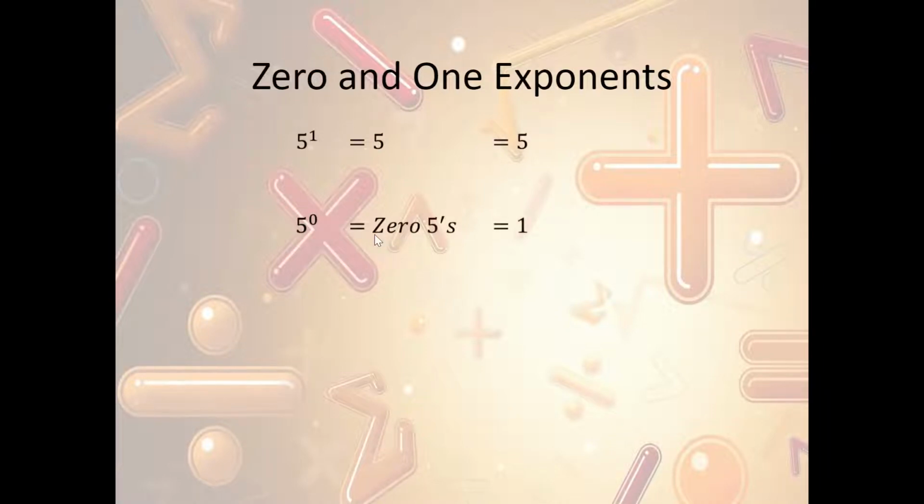Now please make sure that you understand this. Any number raised to the 0 power will always be 1. So not 0, but 1. So 5 to the 0 power is 1. 2,000 to the 0 power is 1. 200 million to the 0 power is 1. So any number raised to the 0 power is just 1.